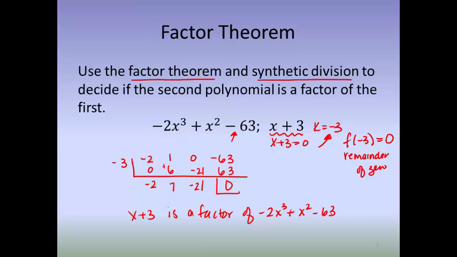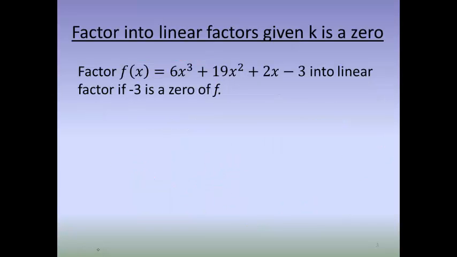And my explanation, if I needed to justify this, would be because we found that f of -3 equals 0, that the remainder using synthetic division is 0. And that is our factor theorem combined with our remainder theorem, that when the remainder is 0, it is a factor. All right, let's move on.